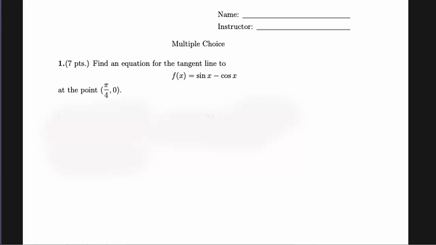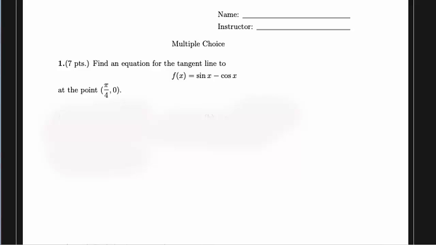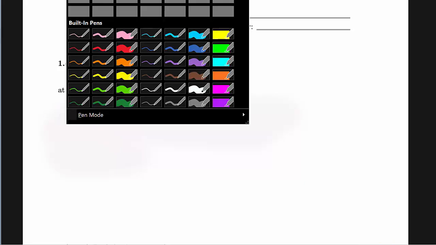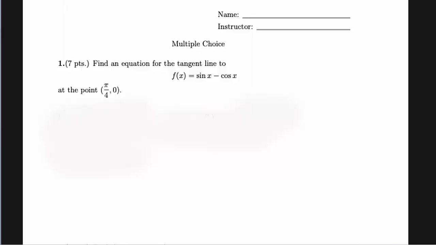But let's get started. So it says find an equation for the tangent line to f of x equals sine x minus cosine x at the point pi over 4, 0. All right. So let's see what we've got here. Let me see if I can't find a color to use. I guess how about blue?